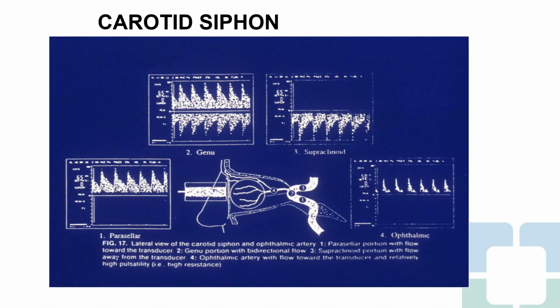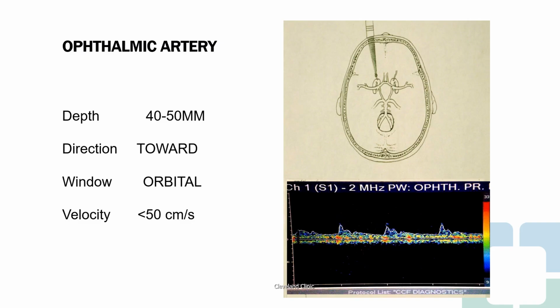As you can see here, depending on which part of the carotid siphon you're in, you can get different directions of flow. In the parasellar segment, the direction is towards the probe. In the genu, it's bidirectional. In the supraclinoid, it's away. And the ophthalmic is towards. Again, the ophthalmic artery is seen towards the probe in the orbital window.